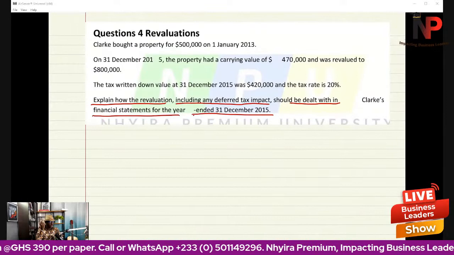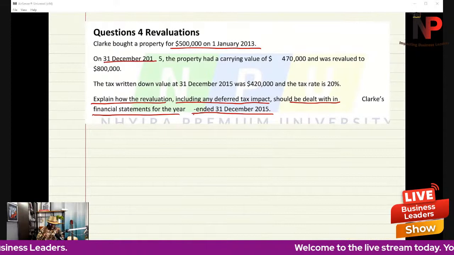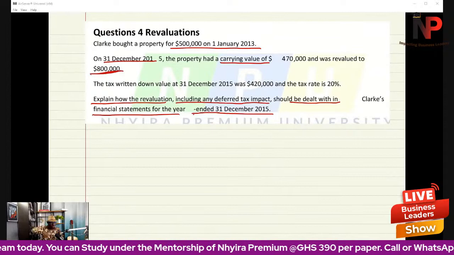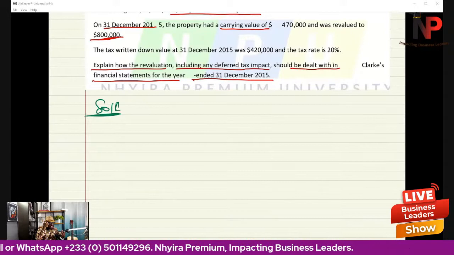Clark bought an asset for $500,000 on 1st January 2013. On 31st December 2015, the property had a carrying value of $470,000 and was revalued to $800,000. So be careful here. Revaluation is occurring at the end of the year. Okay? So revaluation is occurring at the end of the year. Now, if revaluation is occurring at the end of the year, then the question we need to ask ourselves real quick is, hey, what do we have to do?